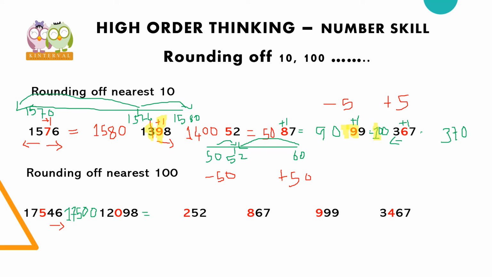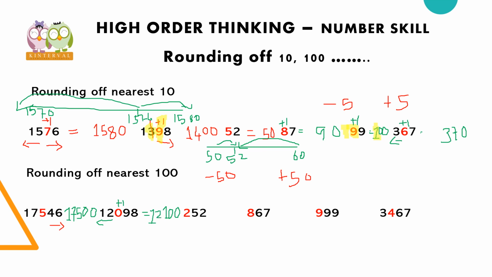Here we have 12,098. First make the ones and tens 0. Since 98 is more than 50, we will add one more here and that will become 1, and the left hand side is 12. That is not going to get affected. So the answer will be 12,100.